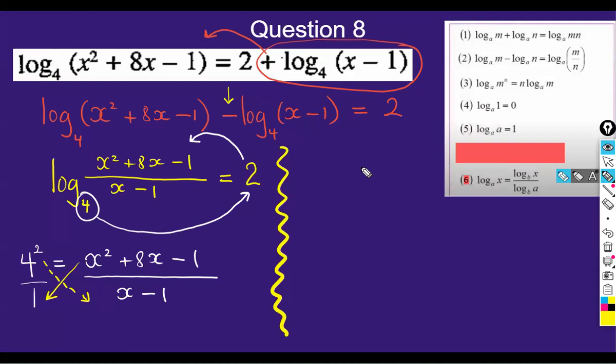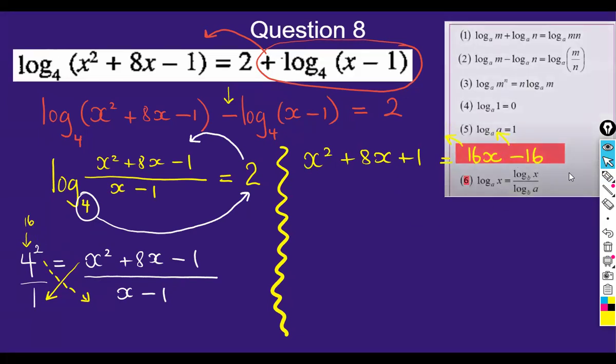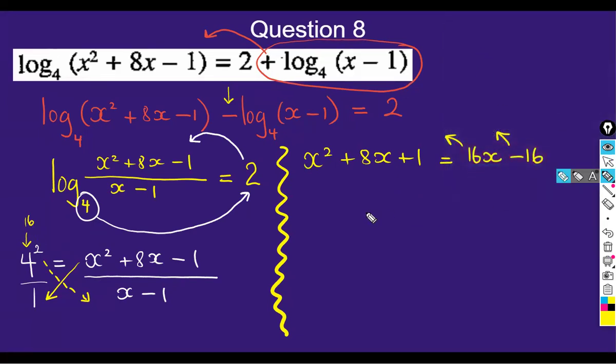All right. So, well, 4 squared is 16, right? Anything multiplied by 1 is itself, so 16 by x is 16x. 16 by minus 1 is minus 16. Throw everybody on the same side. You're going to get x squared plus 8x plus 1 minus 16x plus 16.